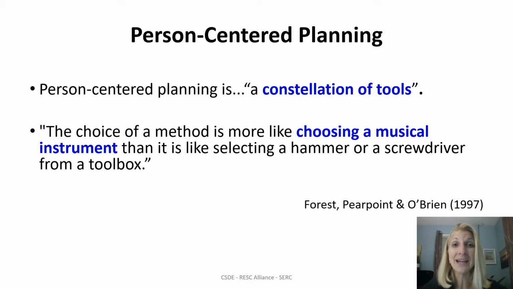Person-centered planning is a constellation of tools. Forrest, Pearpoint, and O'Brien believe that the choice of a method is more like choosing a musical instrument than it is like selecting a hammer or a screwdriver from a toolbox. There is no right or wrong process. It's important to select the option that will work best for the individual.